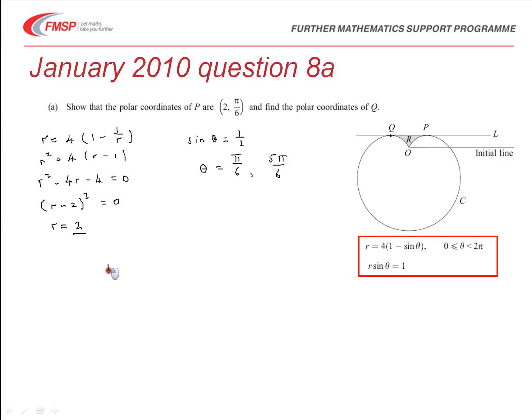And so we can say that the coordinate of P is going to be (2, pi by 6), and the coordinate of Q is going to be (2, 5 pi by 6).